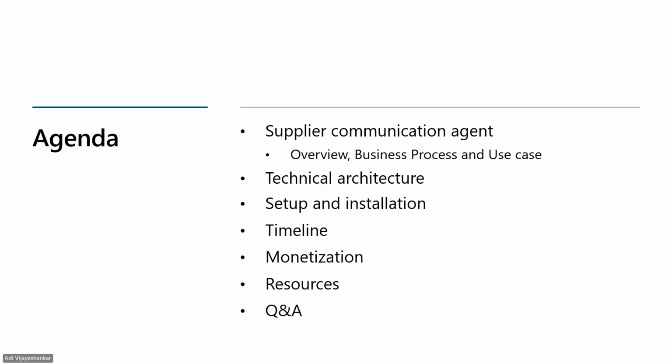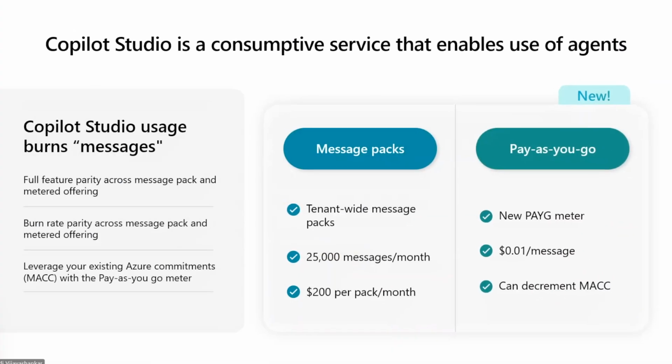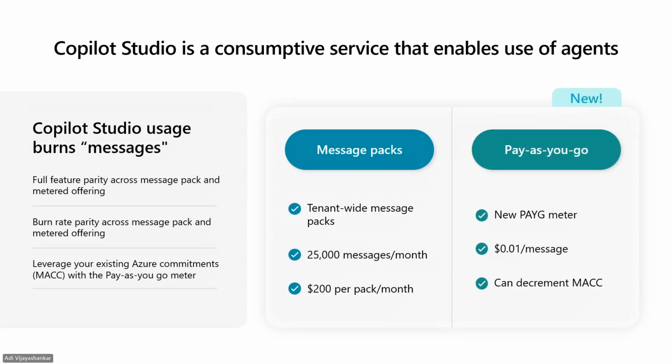We continue with monetization. Yes, it will be monetized separately to the standard licenses of supply chain management, using Microsoft Copilot Studio messages. What you see here is the standard monetization of Copilot Studio, which has two options. You either have message packs, a pack of 25,000 messages to be used in that month, which costs $200 per pack. And these messages can be used across all the tenants.